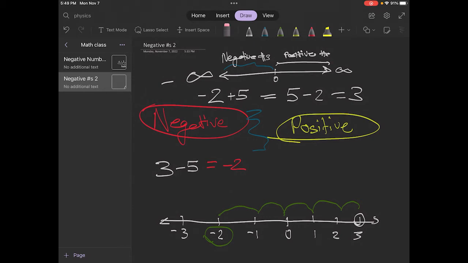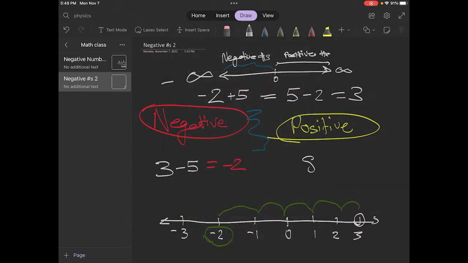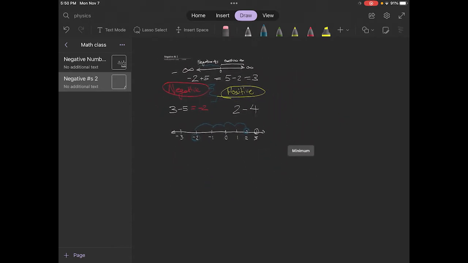For example, let's try another combination. We have 8, or no, maybe not that big. Let's say 2 minus, let's think of a number, 2 minus 4. Why not? 2 minus 4. So let's try this again. We're starting from 2, and we count back 4. 1, 2, 3, 4. And it's negative 2. Hey, that's pretty easy, right?